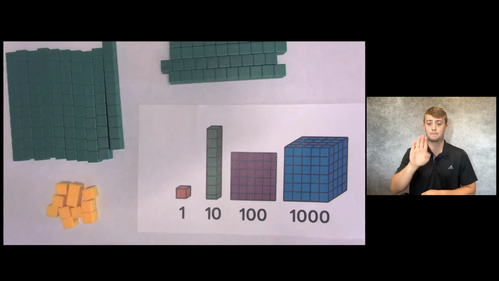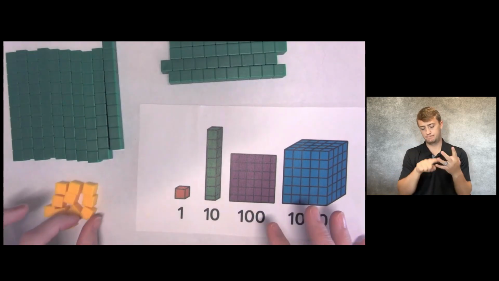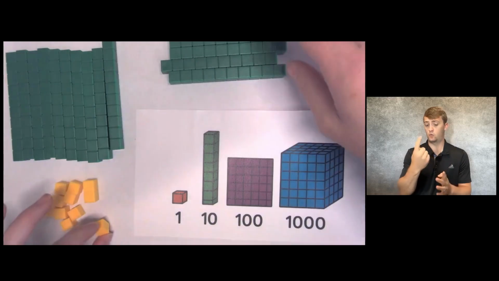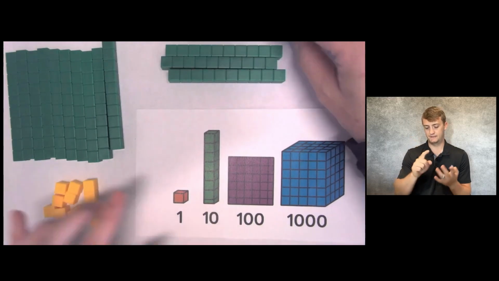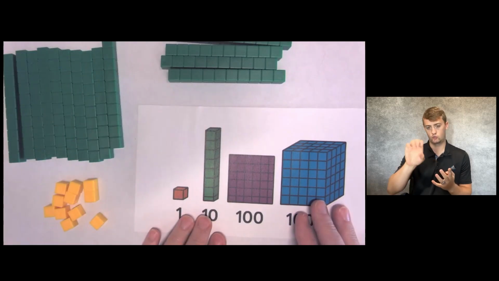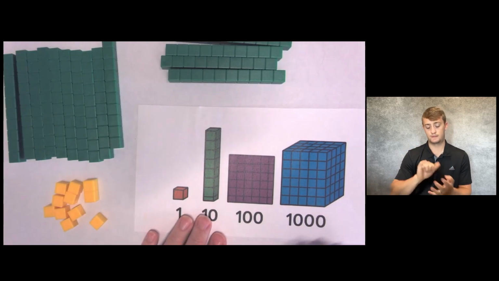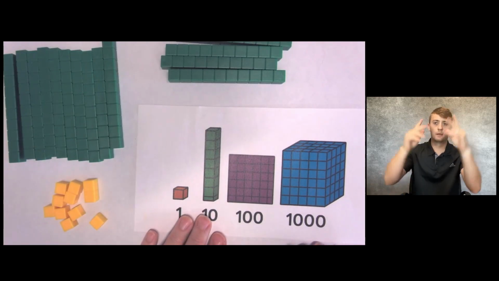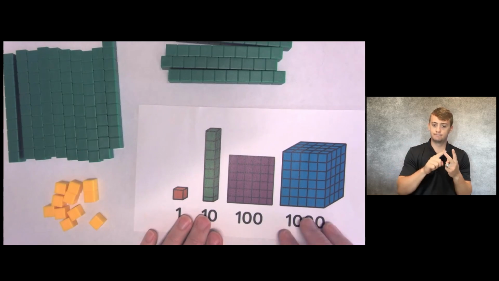Base 10 blocks come in four types: units, which represent ones; rods, which represent tens; flats, which represent hundreds; and cubes, which represent thousands. These blocks help students visualize place value and operations like addition and subtraction.